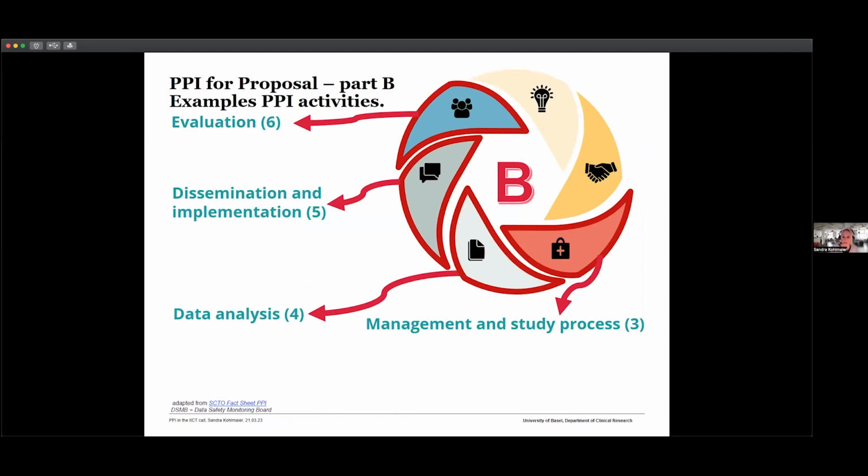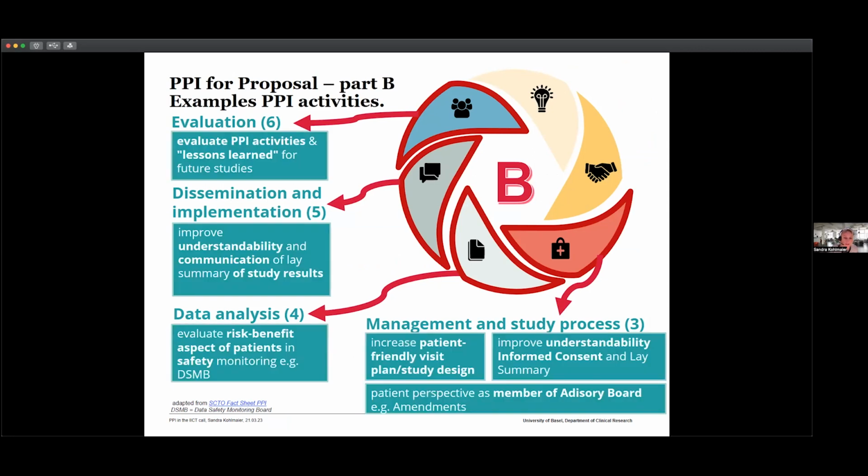And this is again the activities or phases which are meant for the proposal. So the management and study process, the data analysis, for example, if you want to include a PPI contributor for the evaluation of the risk and benefit aspects for patients, or in the safety monitoring, for example in a data safety monitoring board, or if you want them to improve the understandability of the communication of your study results in the end.